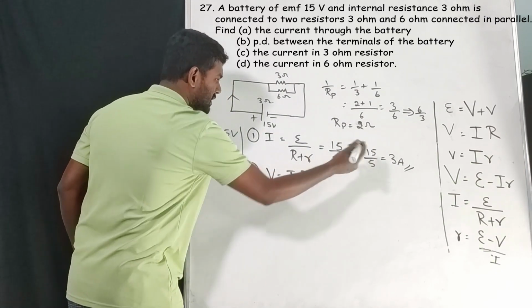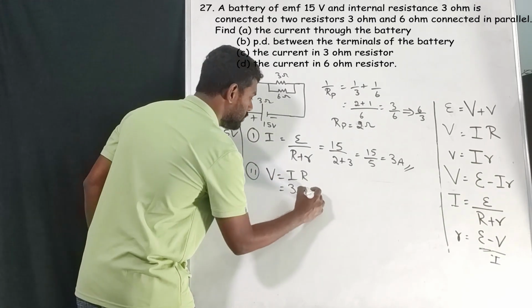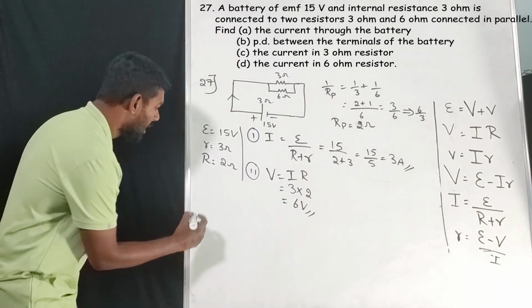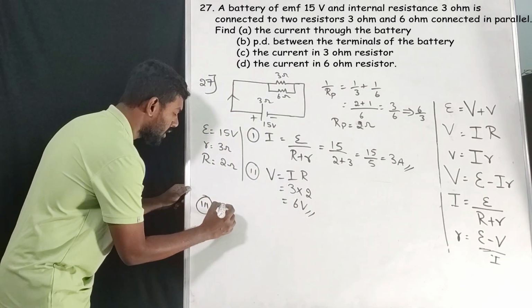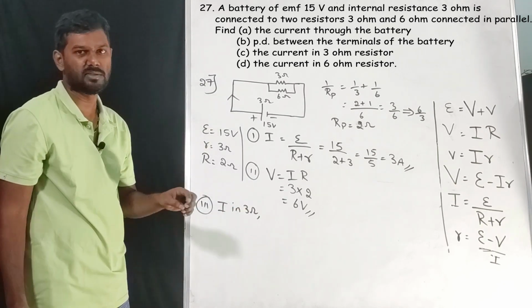What is the value of I? Just now we found that it is 3. What is the value of R? That is 2. The answer will be 6 volts. That's it. Okay, third sub question: current in the 3 ohm resistor.